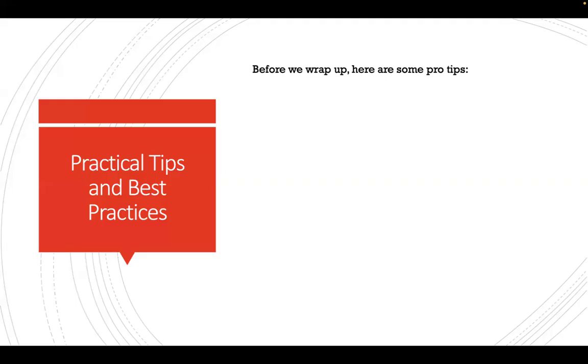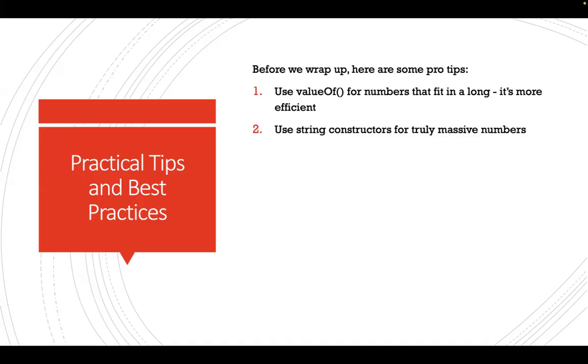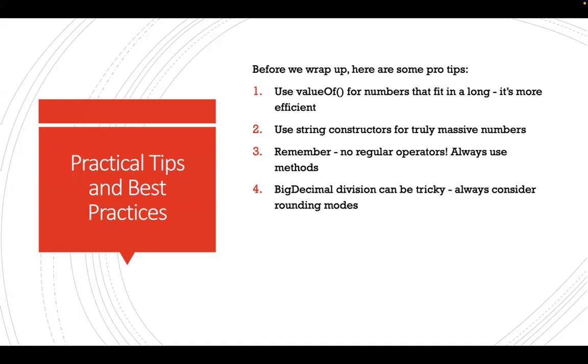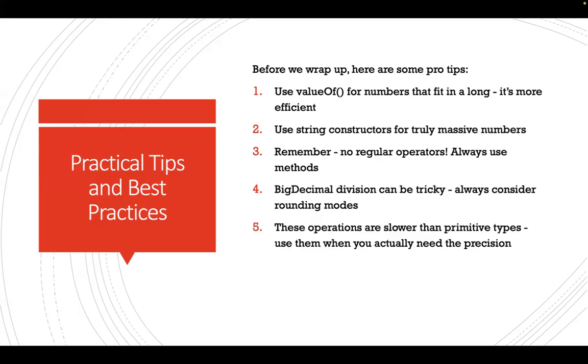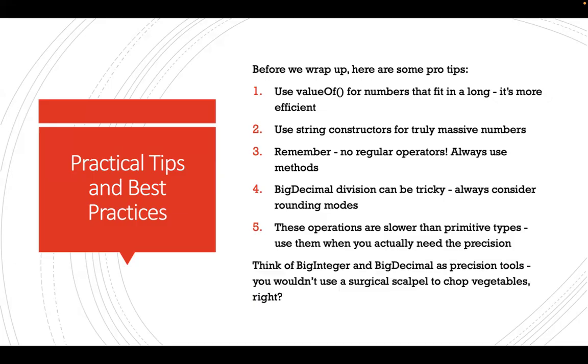Before we wrap up, here are some pro tips. Use valueOf for numbers that fit in a long, it's more efficient. Use string constructors for truly massive numbers. Remember, no regular operators, always use methods. BigDecimal division can be tricky, always consider rounding modes. These operations are slower than primitive types, use them when you actually need the precision. Think of BigInteger and BigDecimal as precision tools. You wouldn't use a surgical scalpel to chop vegetables, right?